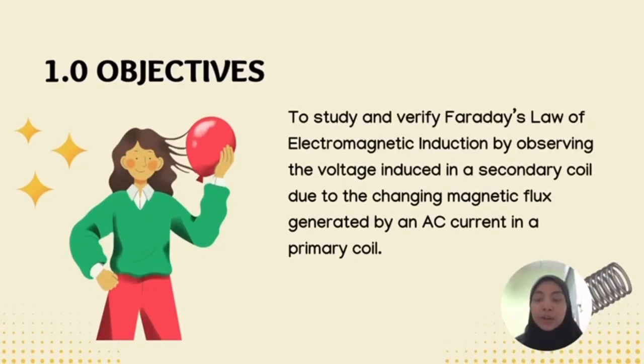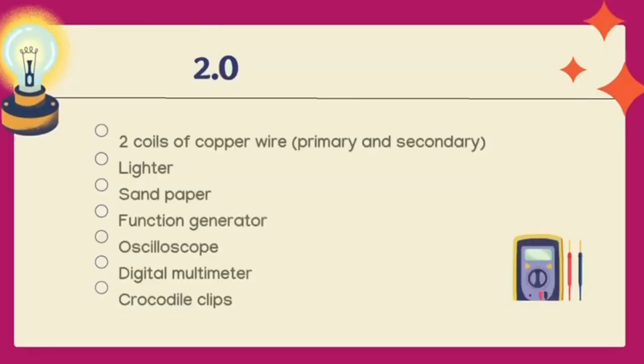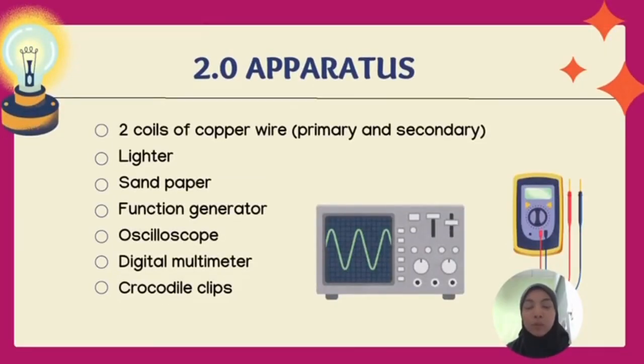So for our experiment, our objectives are to study and also verify Faraday's law of induction by observing the voltage induced in the second coil due to the changing magnetic flux generated by an AC current in the primary coil itself. The apparatus used during the experiment were two coils of copper wire representing the primary coil and the secondary coil, a lighter, a sandpaper, function generator, oscilloscope, digital multimeter, and crocodile clips.